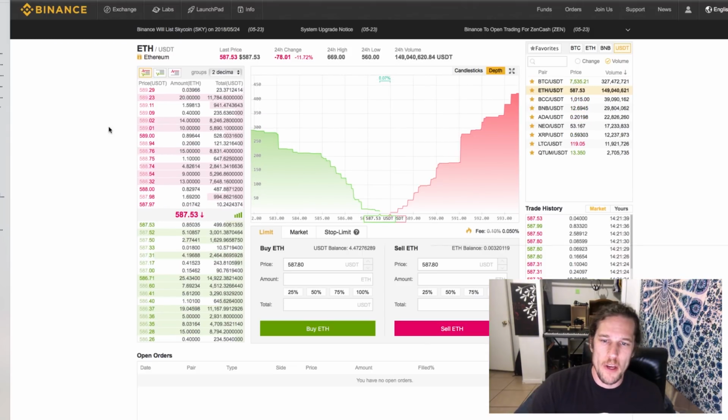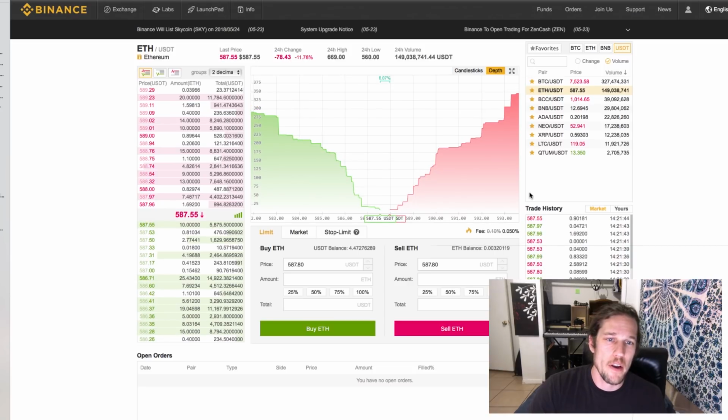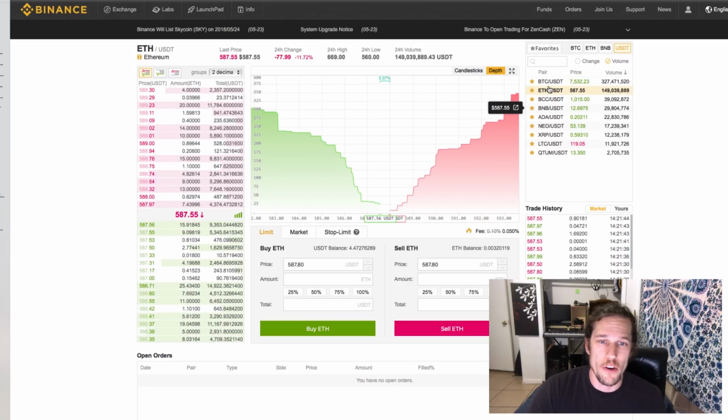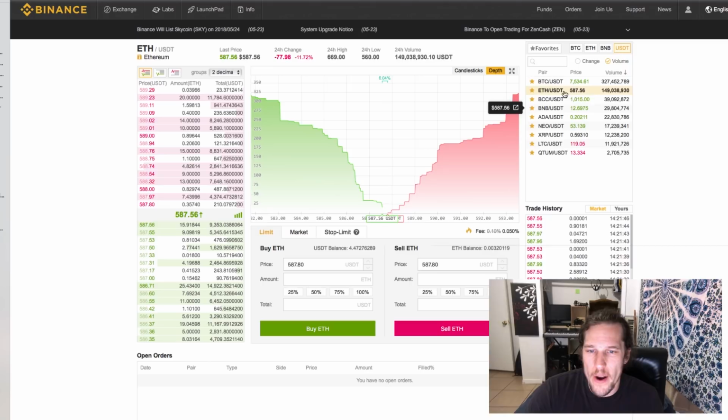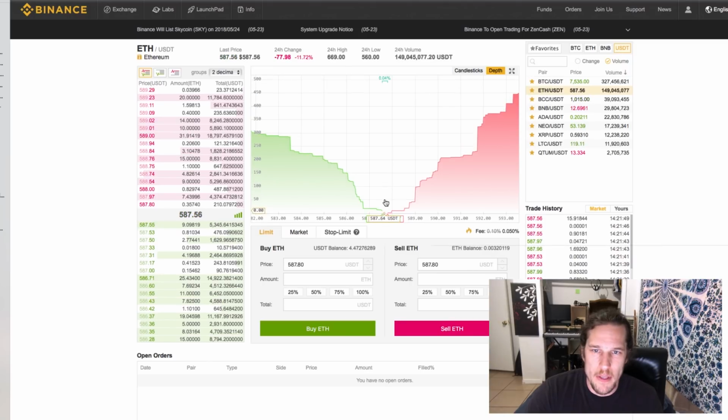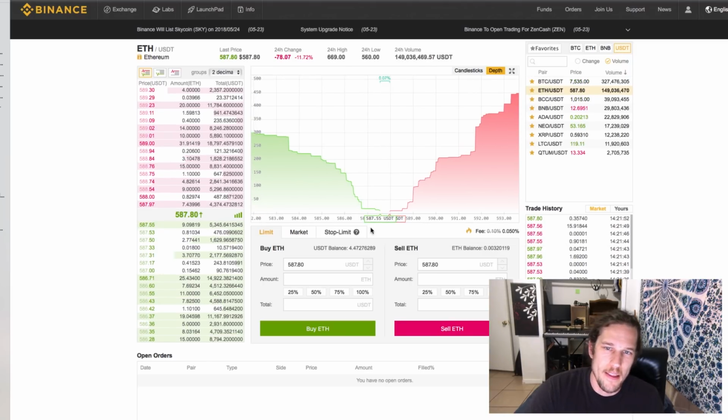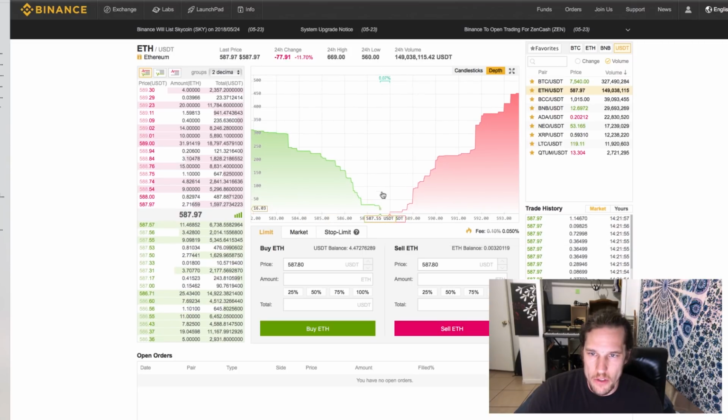Now, I'm looking at the depth chart just by clicking the depth chart right here, and I'm looking at the pairing of the USD Tether to Ether, and you can see right in the middle is the current price that the coin's at. And if you look to the left, these are all the buy orders. These are all the limit buy orders waiting. And if you look to the right, these are all the limit sell bids waiting.